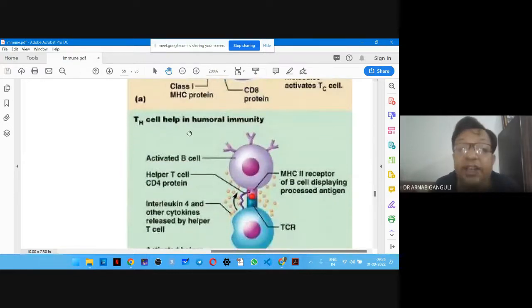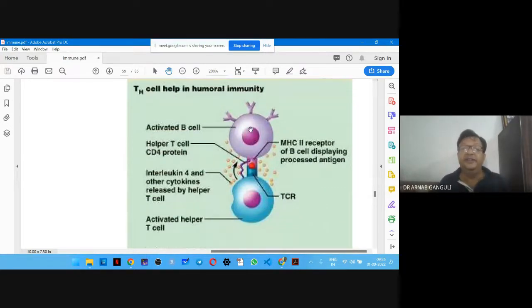So TH cells also help in humoral immunity. Activated B cell. What did this T helper cell do? They have MHC2. They are expressing processed antigen. Now this T helper cell will come and bind to this, and they will release interleukin 4 and other cytokines, and they will activate these particular B cells to release more antibody. Clear about this? How T helper cell will help B cell to release more antibodies. Clear?